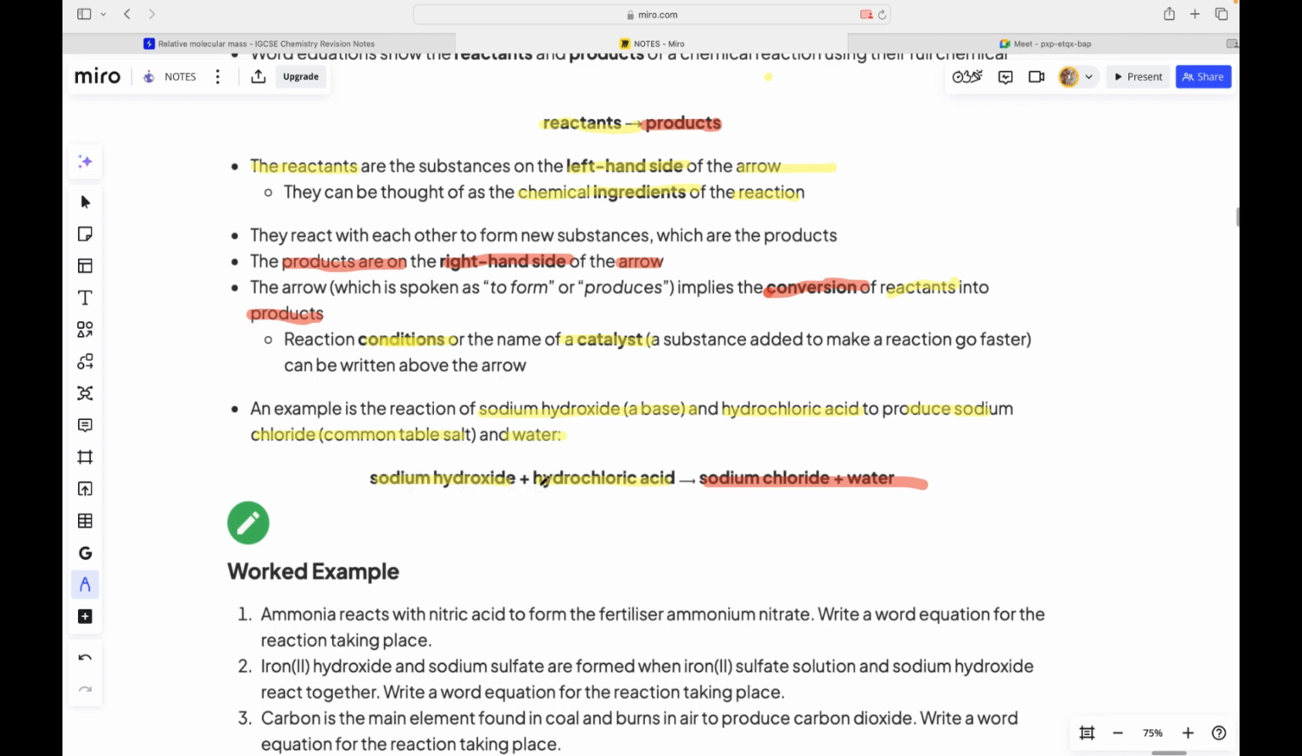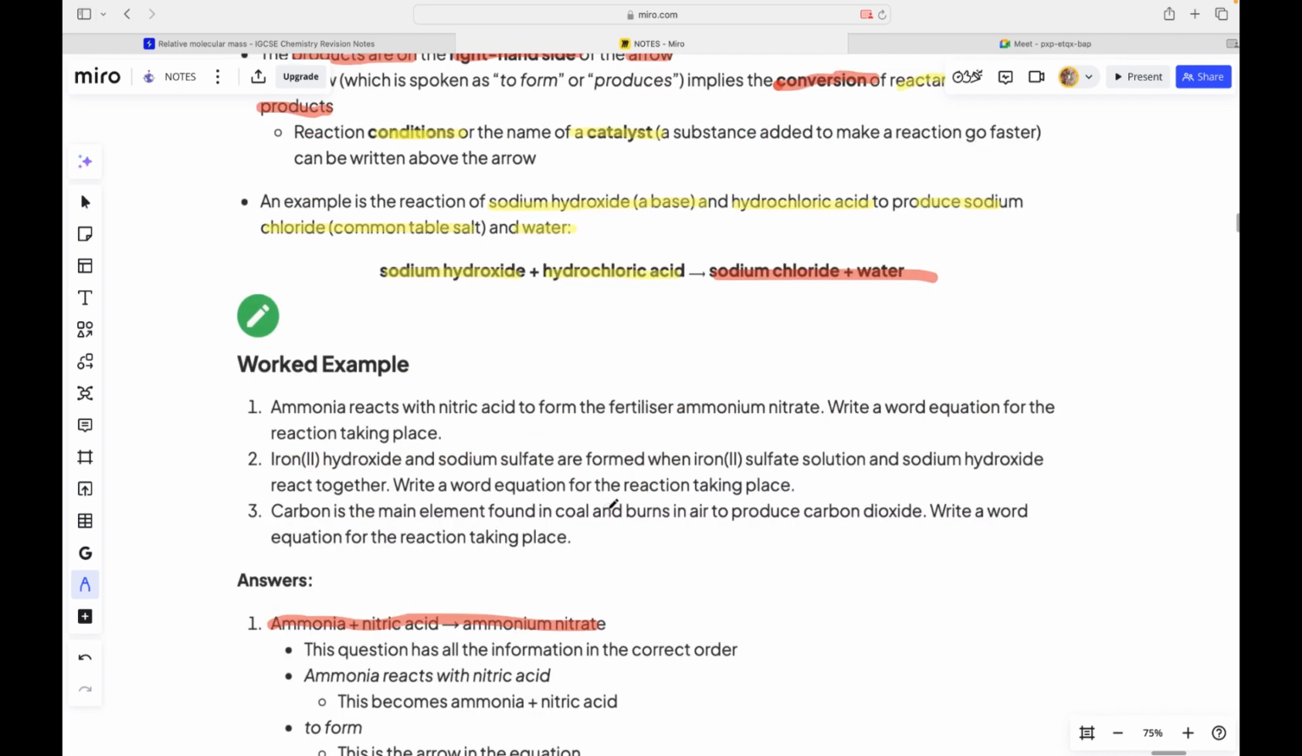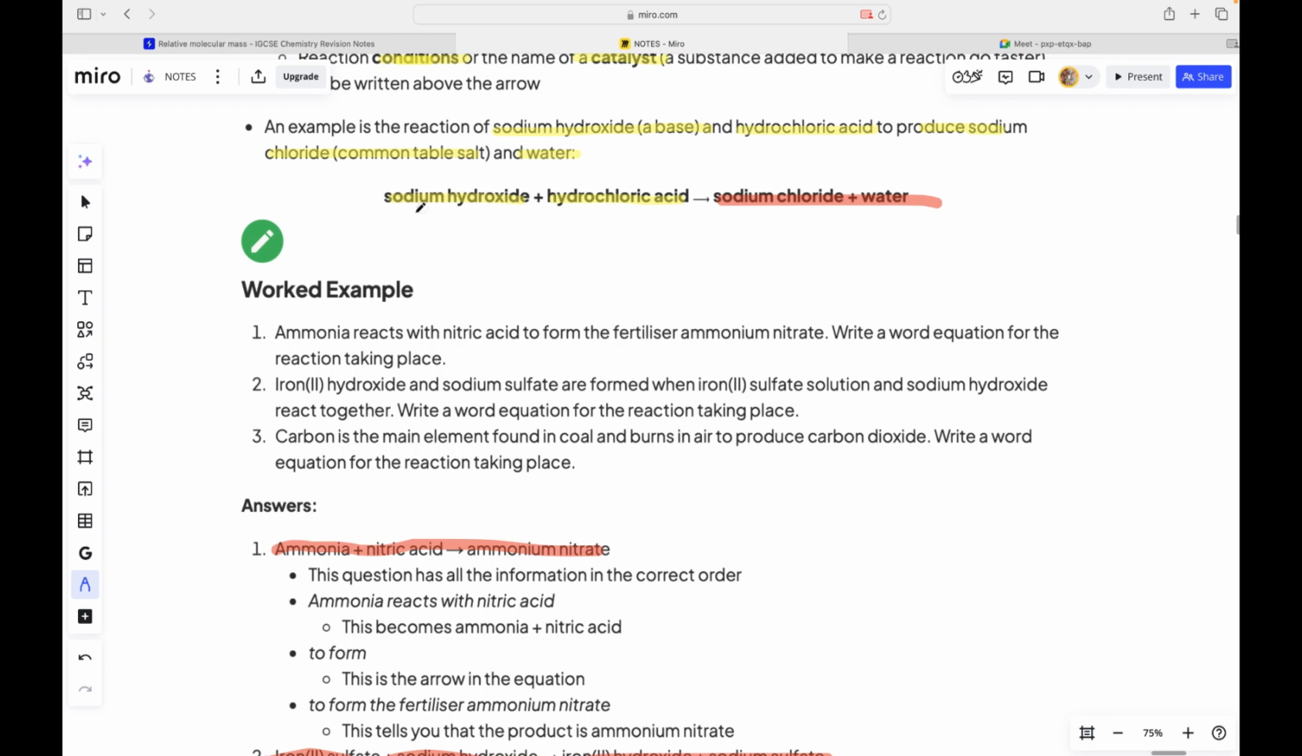So a good example of this base is sodium hydroxide. This sodium hydroxide reacts with hydrochloric acid to form sodium chloride and water. Remember, this is a word equation. First of all, we're looking at word equations; we'll look at symbol equations thereafter. Sodium hydroxide plus hydrochloric acid, and we get sodium chloride and water.